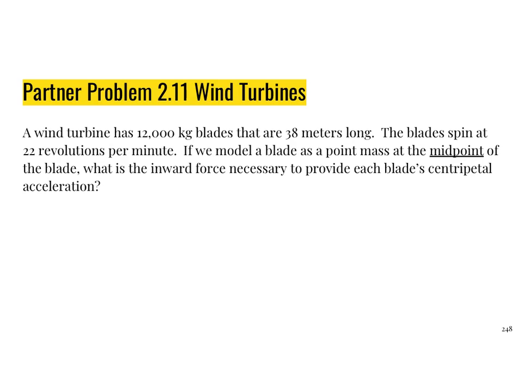We've got another partner problem that we'll take a look at tomorrow, and this will be the last one. It says a wind turbine is spinning, it's got 1,200 kilogram blades that are 38 meters long. The blades spin at 22 revolutions per minute. If we model a blade as a mass at the midpoint of the blade, what's the inward force necessary to provide each blade's centripetal acceleration? So we're just looking at what the magnitude of the centripetal acceleration is, and we'll take a look at that tomorrow.